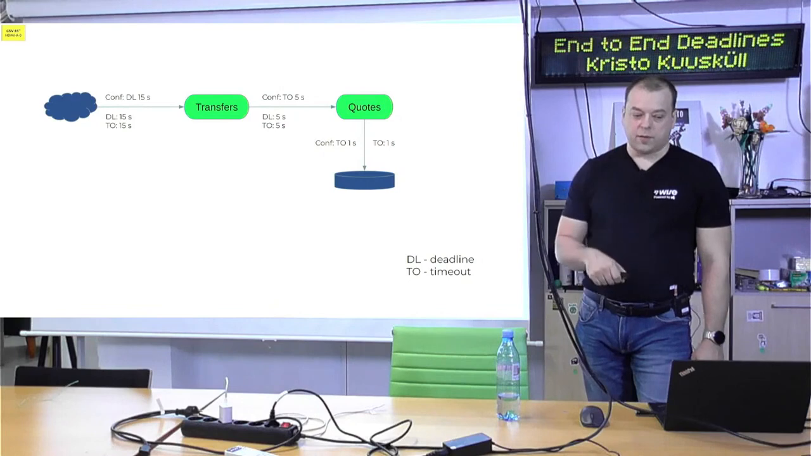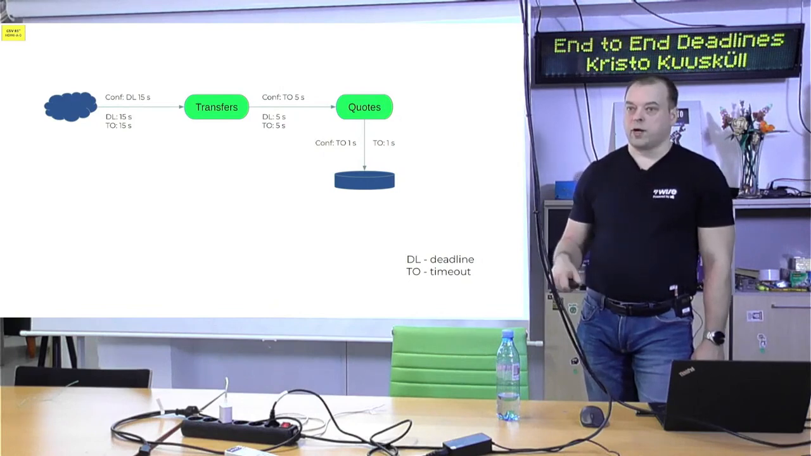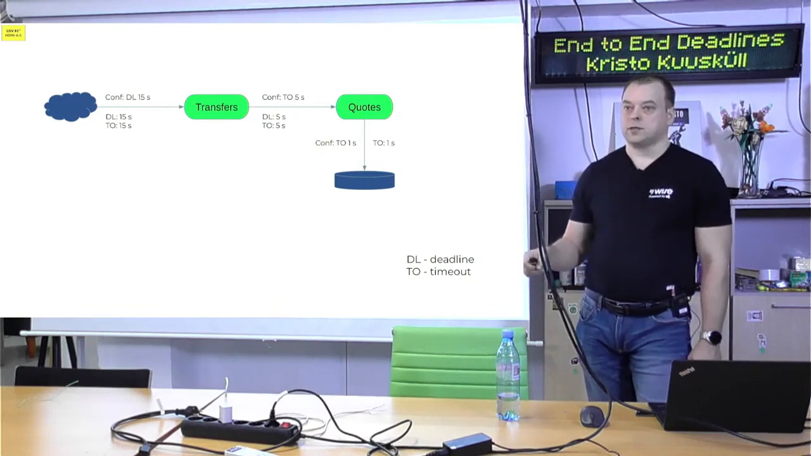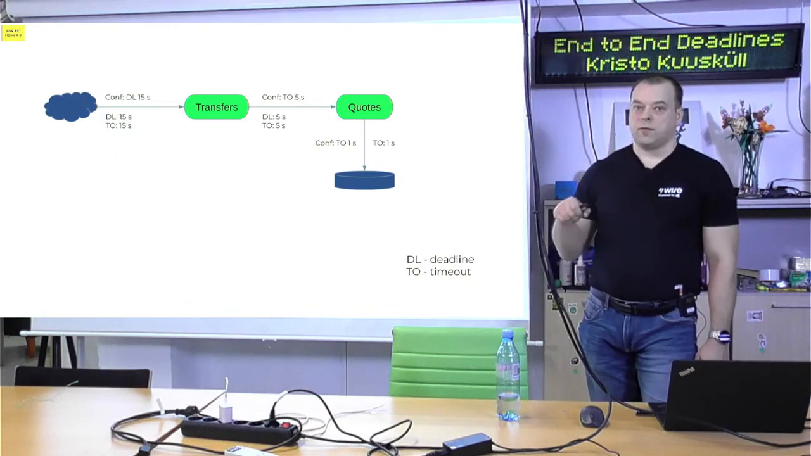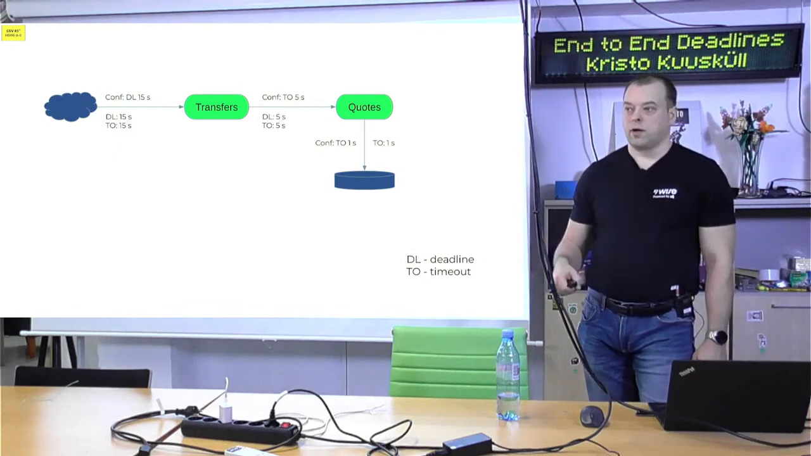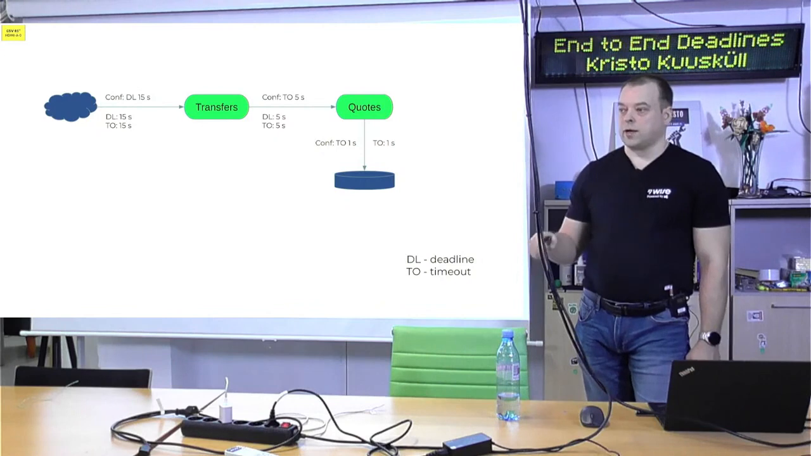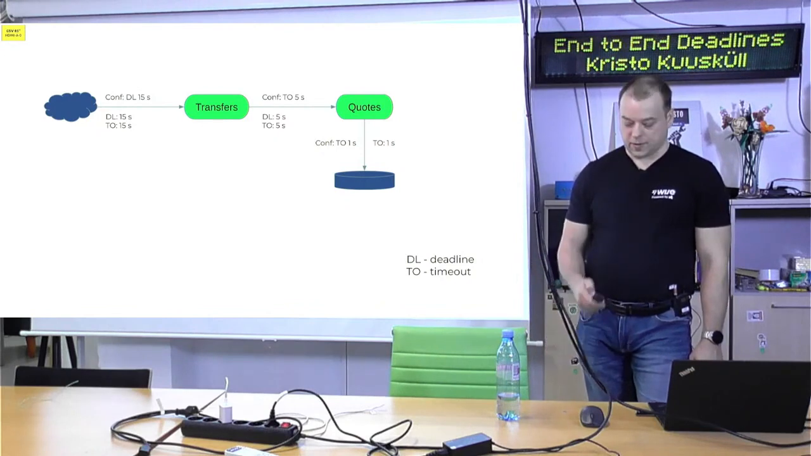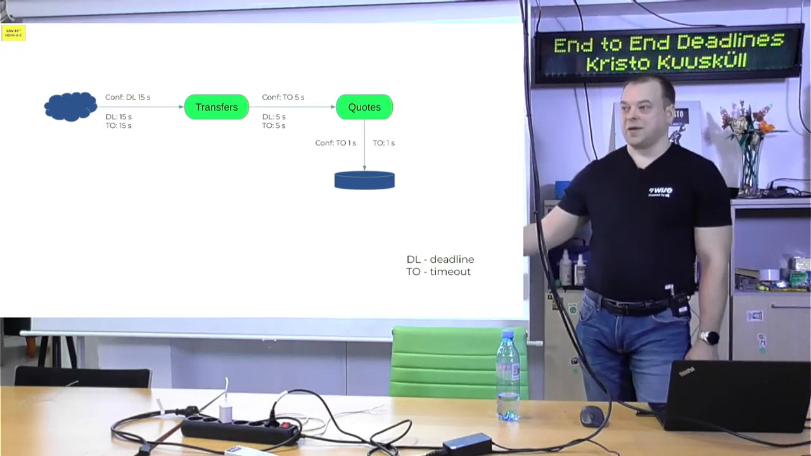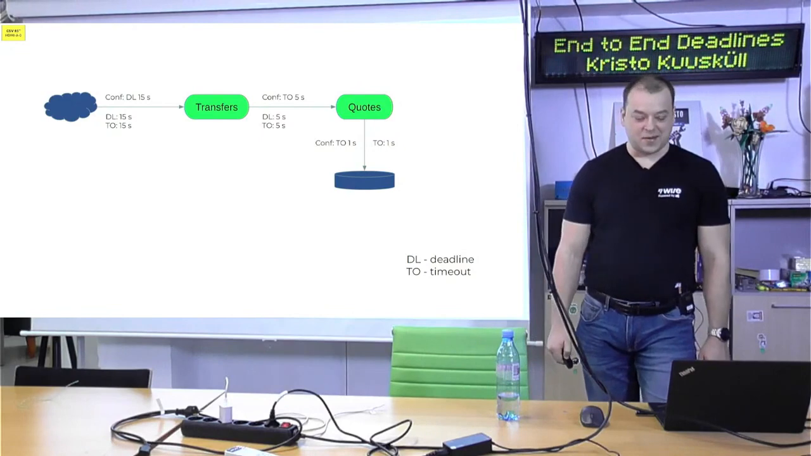And when we have a database at the end, of course, we don't want to propagate the deadline anymore. Then we just calculate the query timeout based on whether the configured timeout or the deadline is smaller. We are always picking the smallest amount of time. So basically, it jumps between deadline and timeout that way.